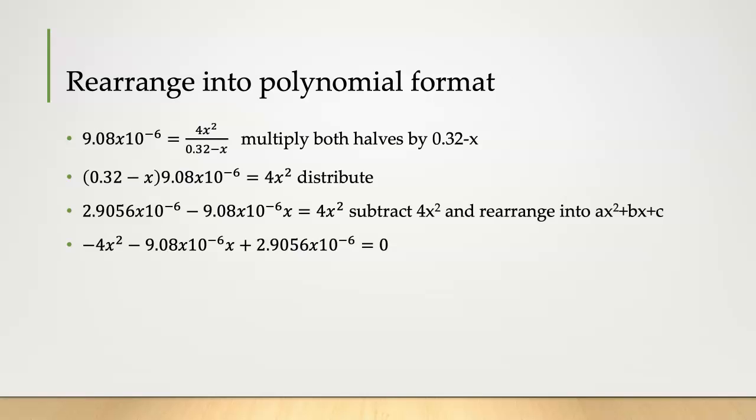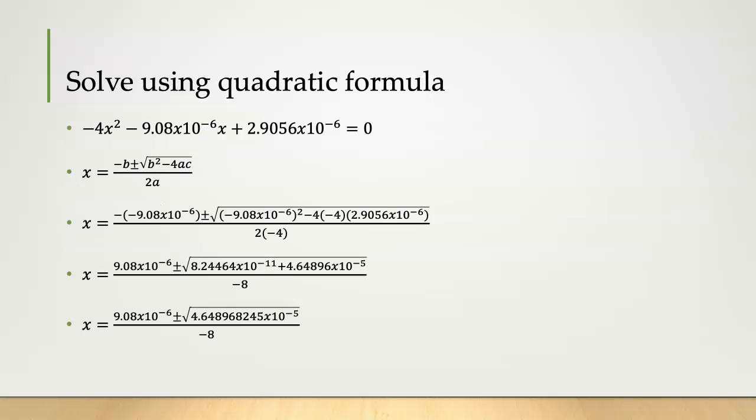You still have to just subtract the 4x squared, so that way it's all on the same side of your equation, and then rearrange into your correct format, so that you get minus 4x squared minus the 9.08 times 10 to the minus 6x plus the 2.9056 times 10 to the minus 6, and that's equal to 0. Now you have your correct format, so you can solve using the quadratic formula, which is, as we all know, x equals negative b plus or minus the square root of b squared minus 4ac all over 2a.